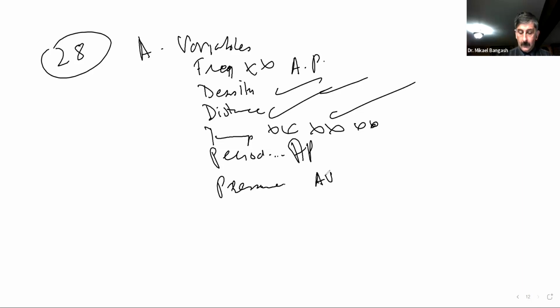Now, there are two things that many people may confuse, and that's okay because they sound alike: intensity and density. So please keep in mind, guys, intensity is an acoustic parameter, and density is an acoustic variable.